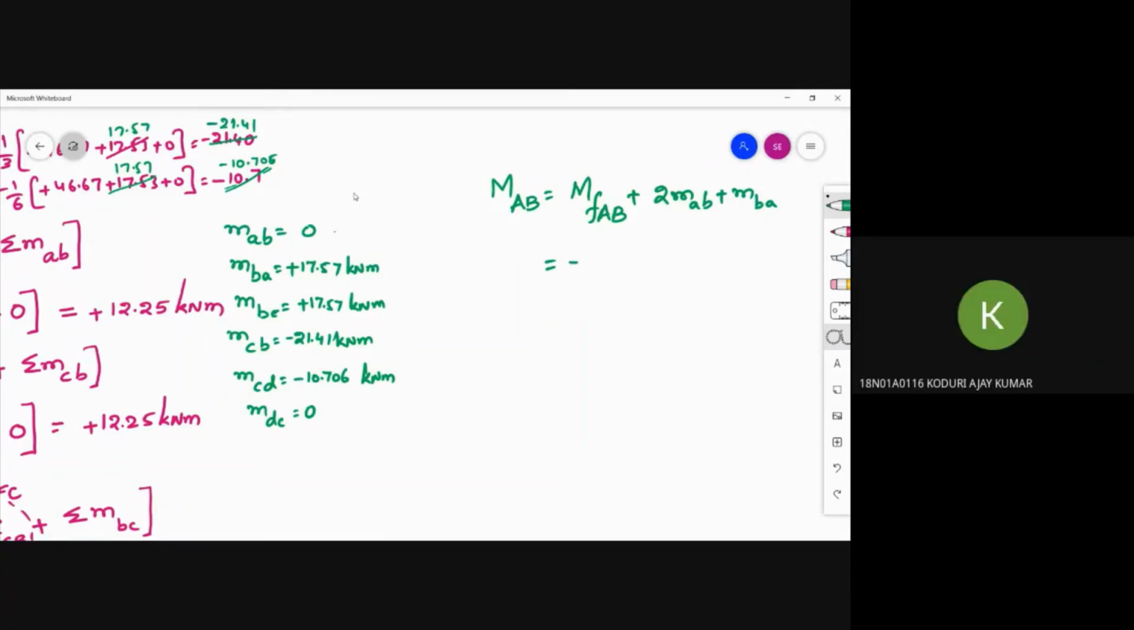35.55. Minus 35.55, plus 2 times of MAB. MAB is 0, plus MBA 17.57. So simplify this and tell me what is the value here. Minus 17.98.